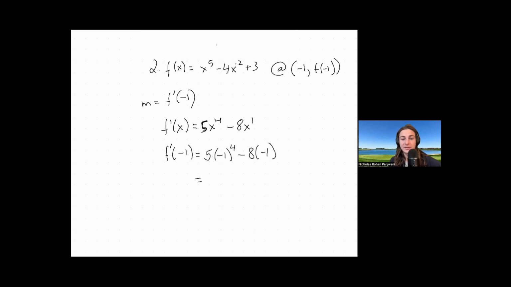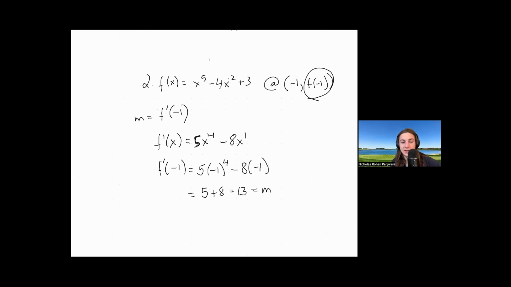It's going to be 5 minus 8 times negative 1. So 8 times negative 1 is negative 8. So negative times that, so it's positive 8. So f prime of negative 1 is equal to 13. So again, that's equal to m. But we don't know what f of negative 1 is, so let's do that.